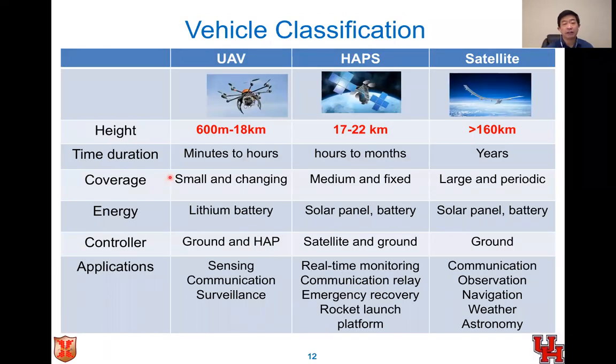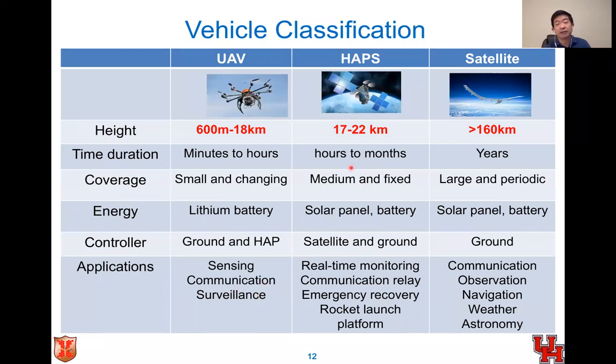For the UAV, it is typically located at low altitude, and because it uses a battery or sometimes an oil engine, it can last minutes to hours, and the coverage is very small. Most of them use a battery. The controller can be on the ground or other places, and the applications are sensing, surveillance, and communication.